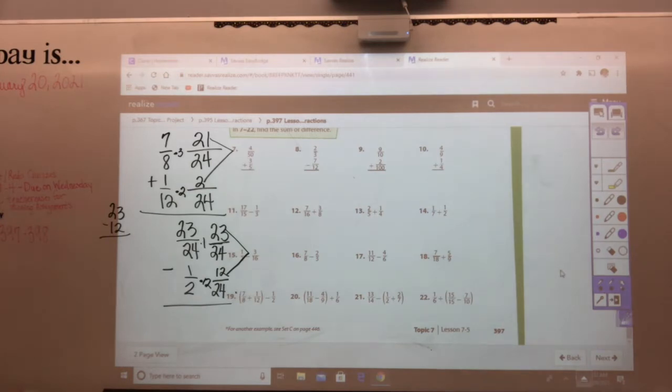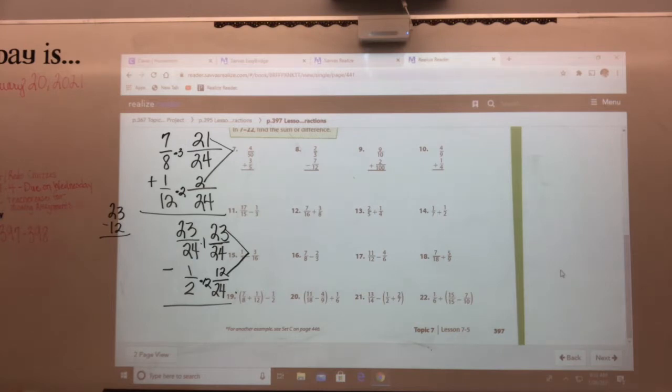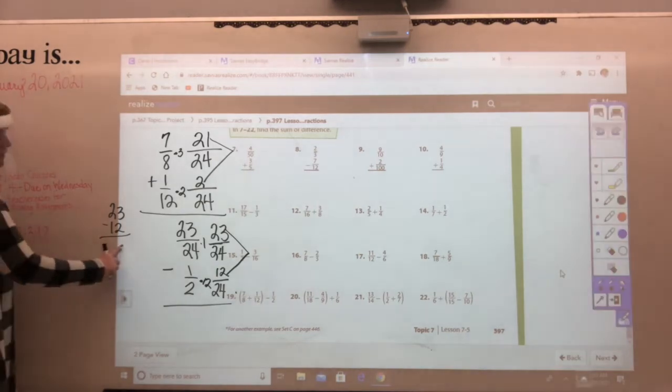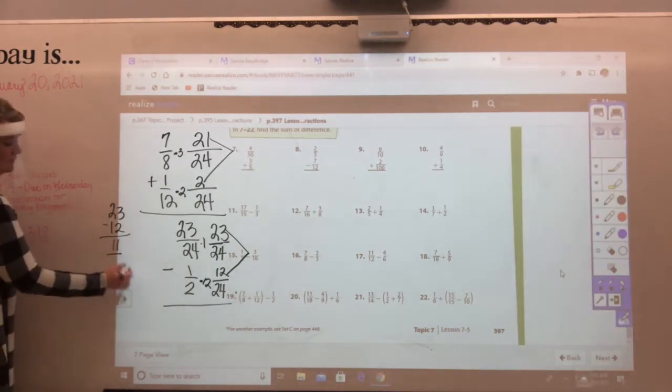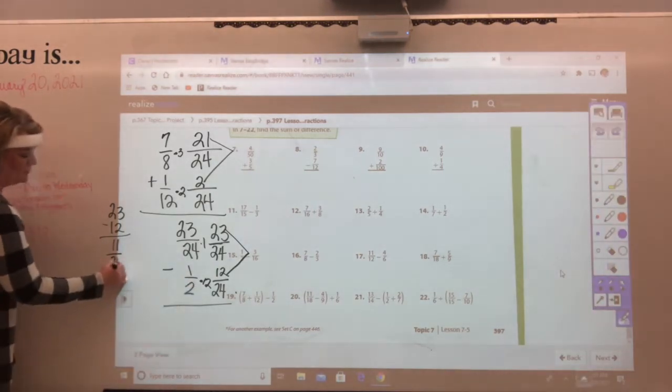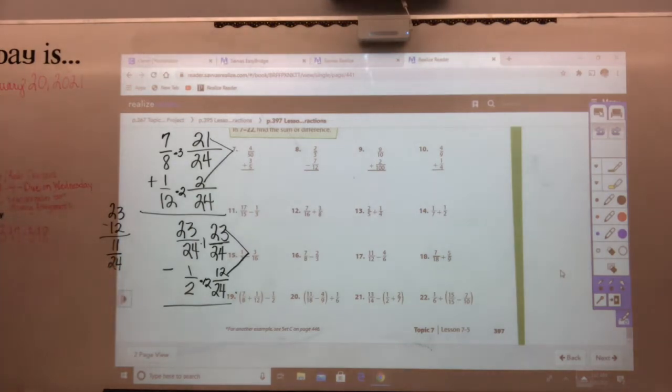You can write on your paper. What'd you get, Xander? What'd you get, Lainey? 11. 11 what? 11 24ths. There's your answer. 11 24ths.